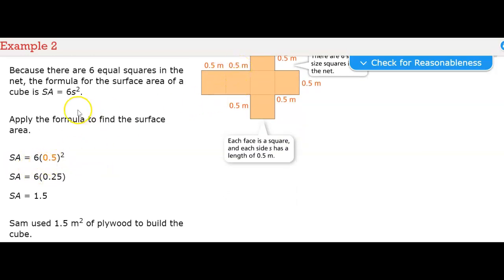So all the sides are 0 and 5/10, and you put that in the place of the S, and then you do exponents first. 5/10 to the second power, or squared, is 0 and 25 hundredths. Then you do 6 times the 0 and 25 hundredths, and that is equal to 1 and 5/10. So the surface area of the plywood cube is 1 and 5/10 meters squared.